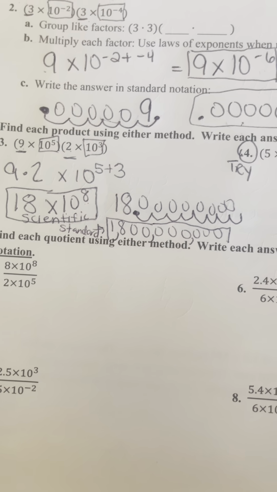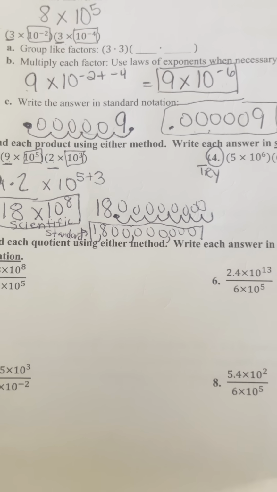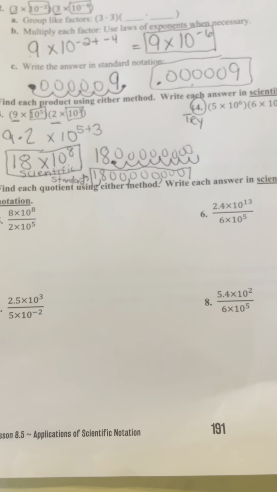Okay, so try number 4. All right, number 6 and 4 will be for you to try. Number 5, same thing. You can either write it out or you can use your rules. I'm going to use the rules. If you want to put it in standard form first, that's up to you. So 8 divided by 2 is what you would do. 8 divided by 2.